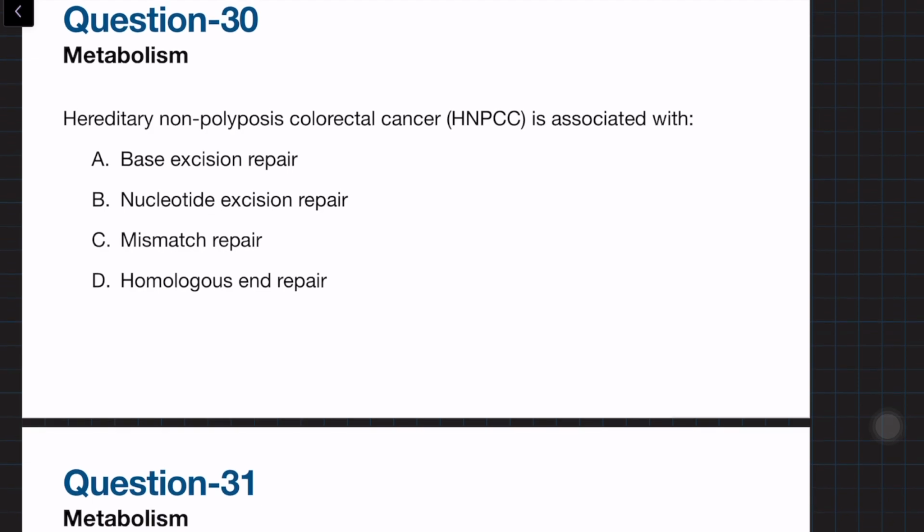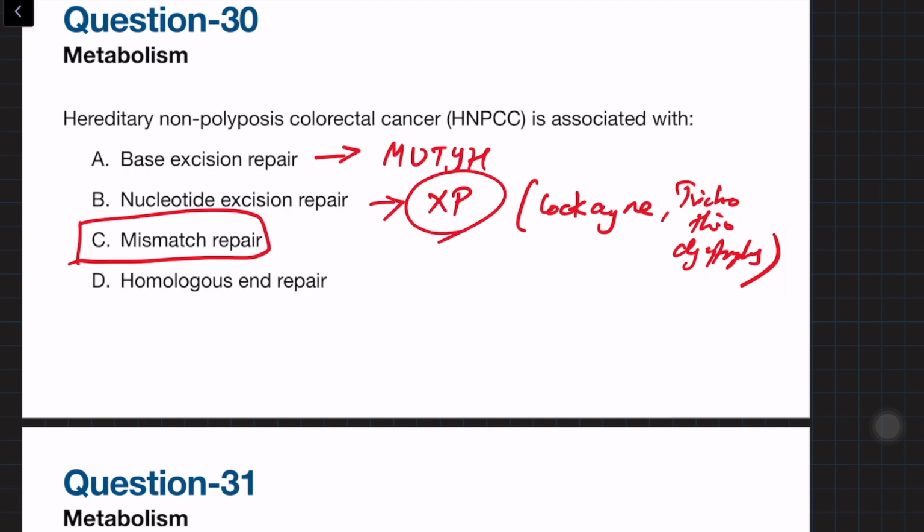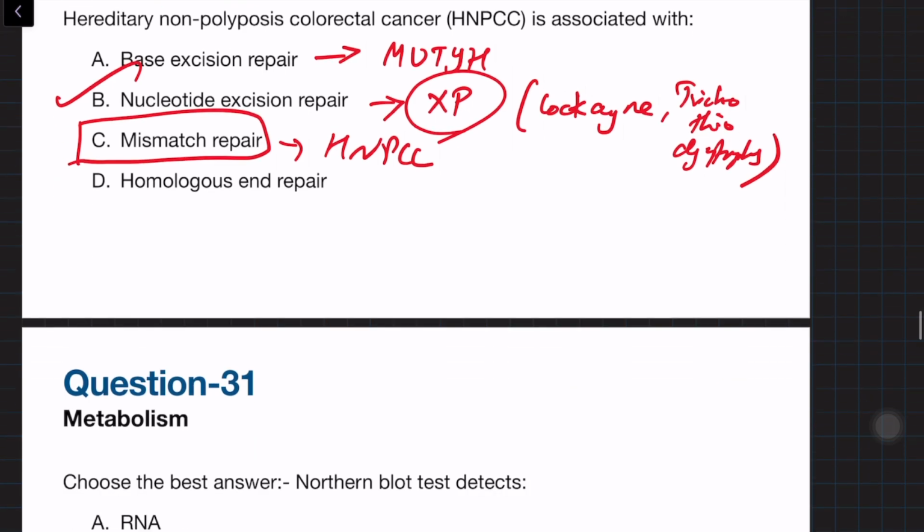HNPCC is associated with mismatch repair. What about the others? Base excision repair causes MUTYH-associated polyposis. Nucleotide excision repair leads to xeroderma pigmentosa, and some special disorders like Cockayne syndrome and trichothiodystrophy. But important is xeroderma pigmentosa with nucleotide excision repair, and mismatch repair with HNPCC. These two are very important.